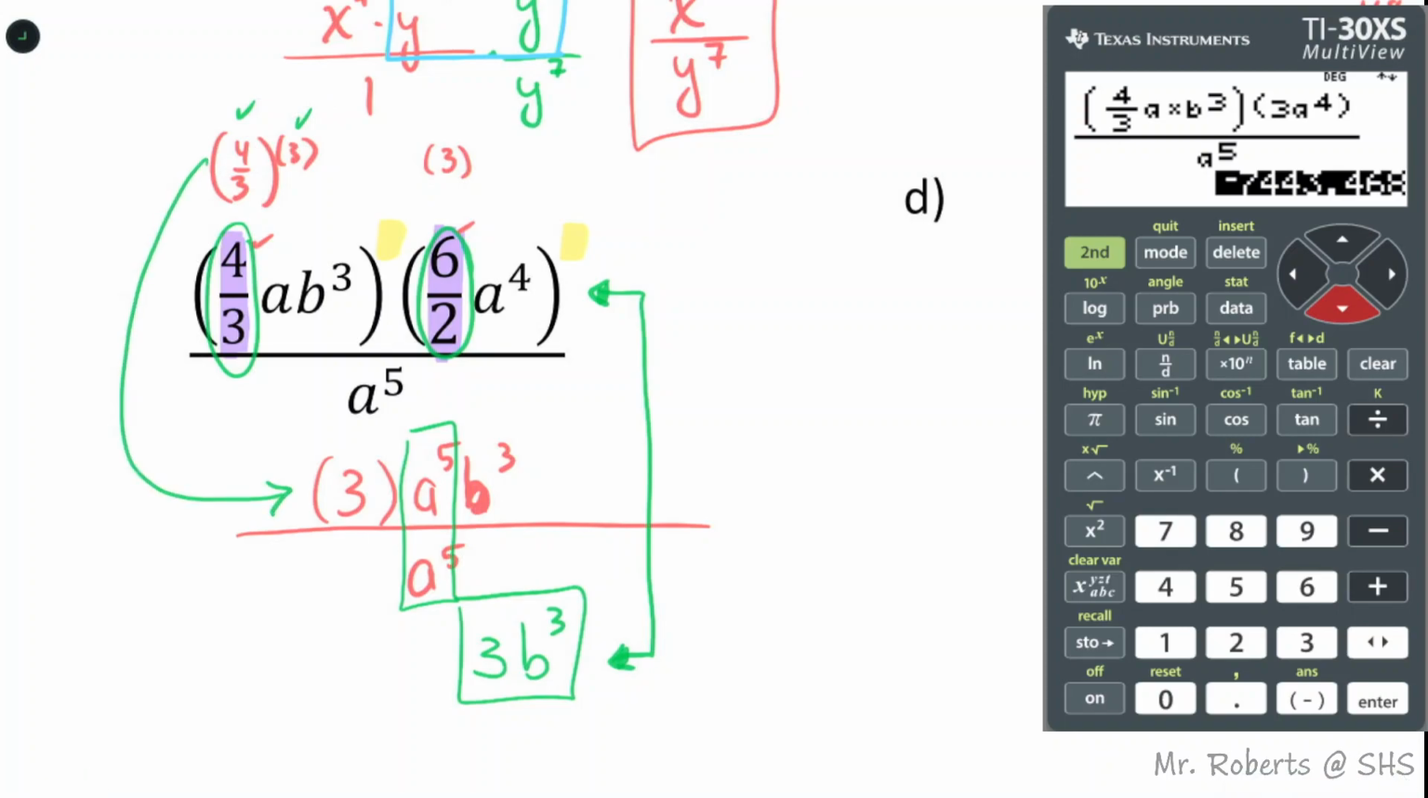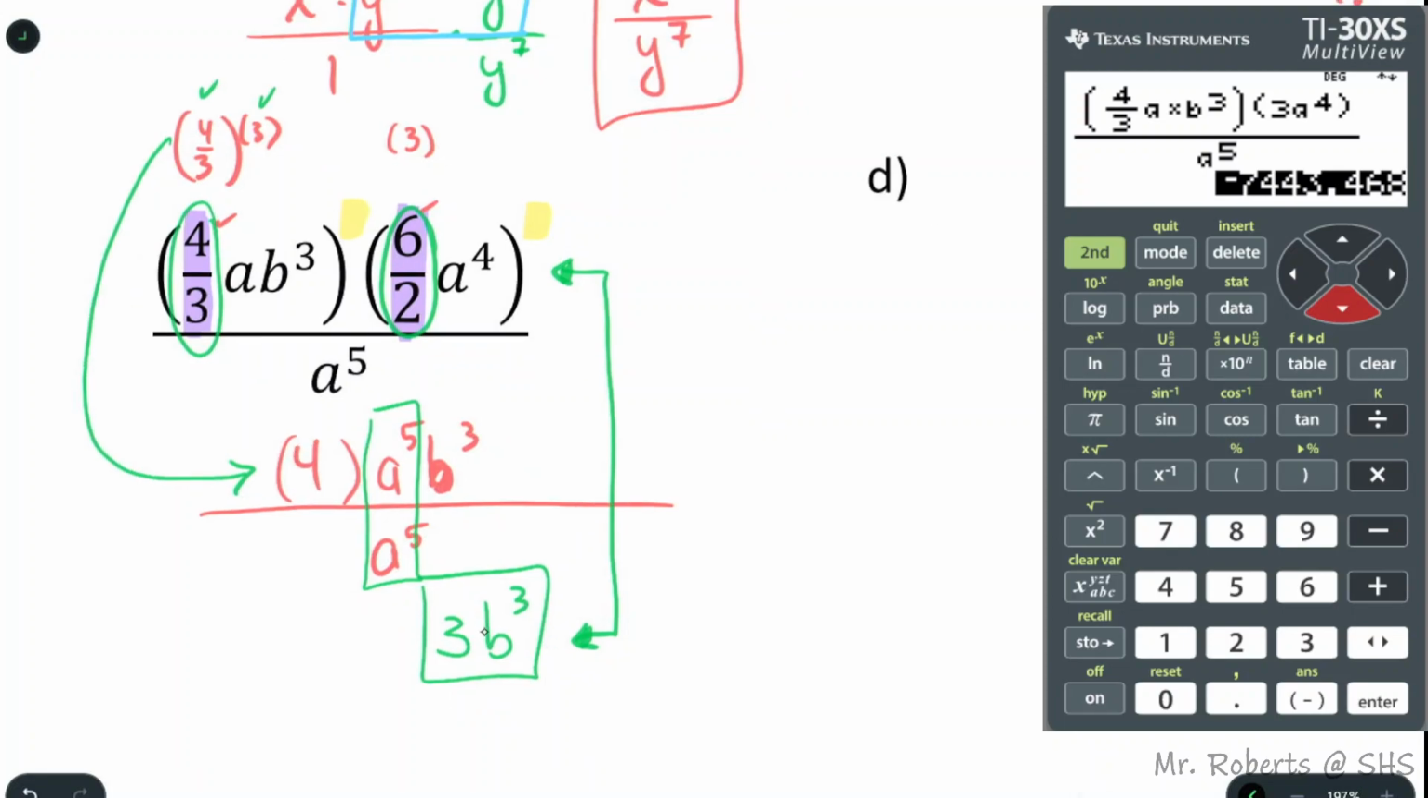You can see, oh, Mr. Roberts, you poor, poor soul. That's not the same, right? This should be the number 4. So I'm going to erase this, and I'm going to place the number 4 there. And I'm going to place a 4 right here. So my corrected answer, I hope this is right, is 4b cubed.